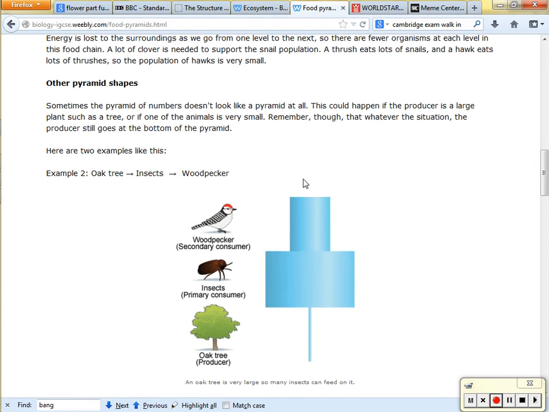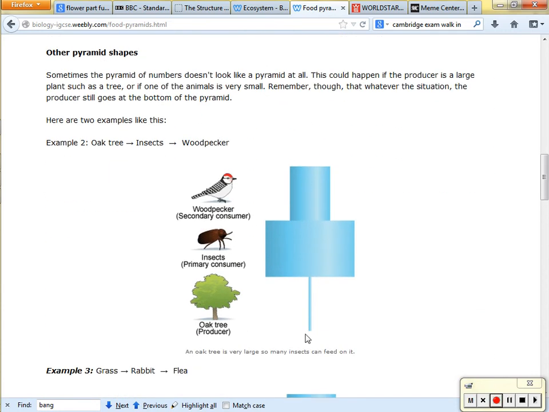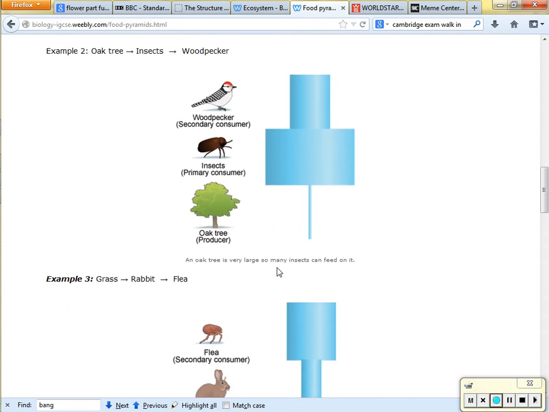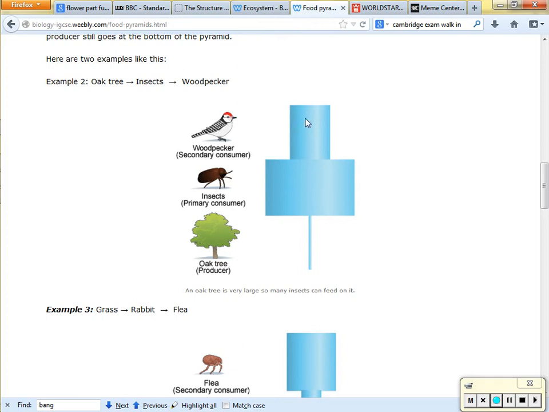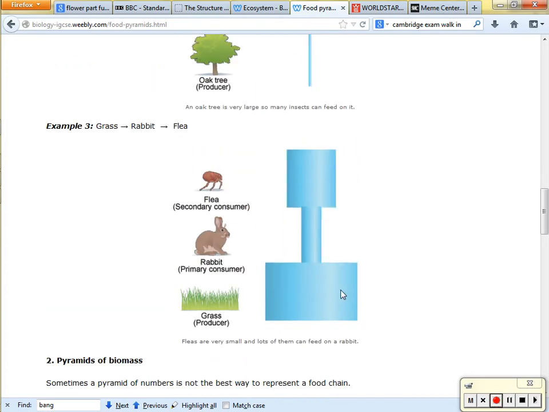Now, the problem with the pyramid of numbers is that it does not take into account size. In this situation, there's only 1 oak tree, but that one oak tree could have 1,000,000 insects. So the pyramid of numbers isn't the best for showing what's going on. Another example, lots of grass is eaten by very few rabbits, but those rabbits have lots of fleas, so this pyramid just does not look right.